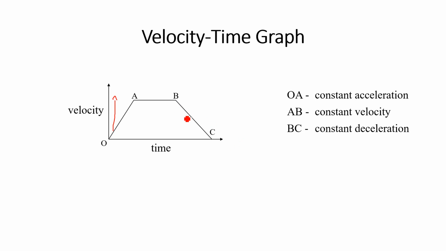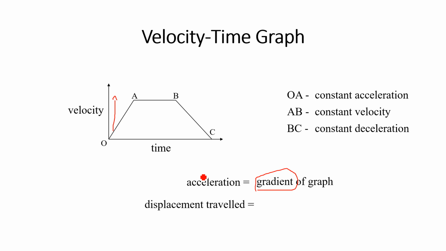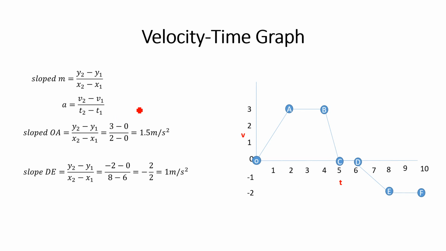Now there are two things we can calculate from a velocity time graph. From a velocity time graph we can calculate acceleration, and acceleration is equal to the gradient of the graph, or we can say the slope of the graph. So if we take the slope of a velocity time chart, we will get acceleration. And the second thing that we can calculate from the velocity time graph is distance or displacement travelled, and this is equal to the area under the curve or area under the graph. Now let's discuss it in more detail here.